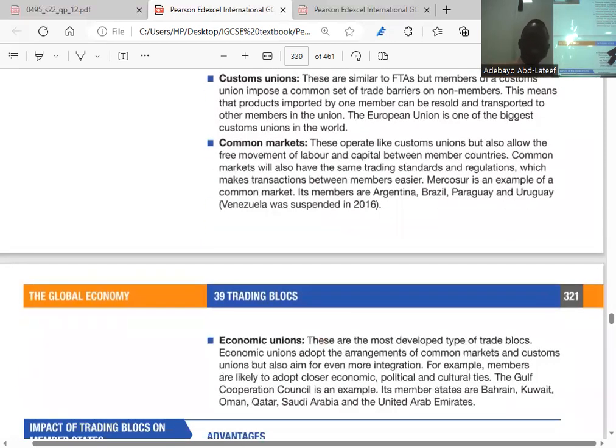Common market. These operate like a customs union, but also allow the free movement of labor and capital between member countries. The common market does not only talk about goods, it talks about even services and people moving around. Like the Egyptians are working in Libya. The government of Libya allows the Egyptians to work here. Egyptian labor. Is it clear, please?